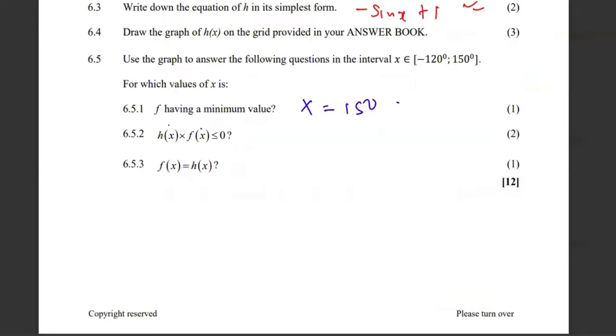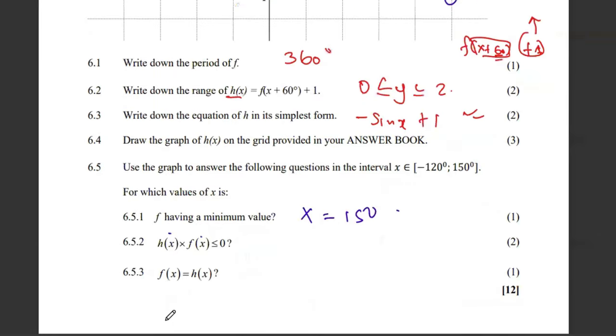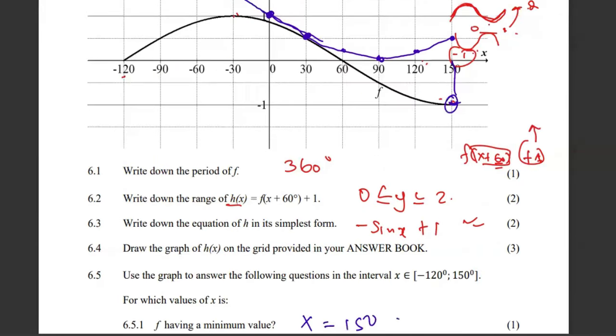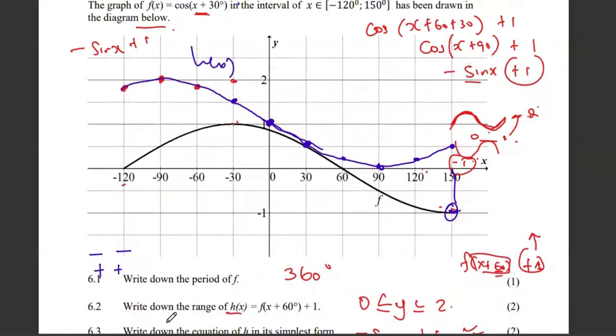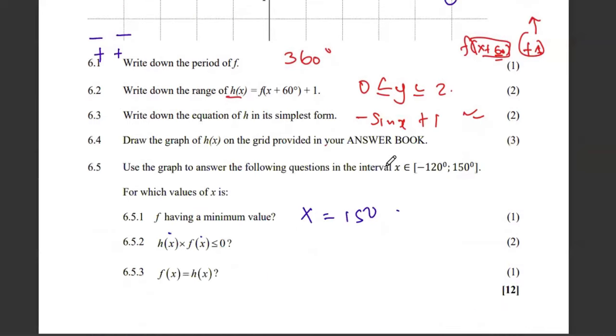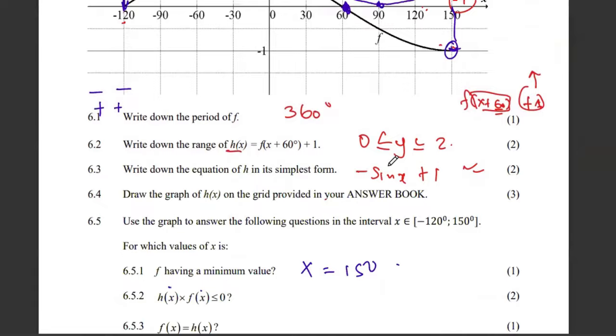Then where do we find both graphs to be less or equal to 0? So both graphs are negative. What that means is that both graphs are above or both graphs are below. So we know that h is not below, but it's just above. So what is that going to mean? Between this 60 and the negative 120, that should be of interest. What did they say between negative 120 and that? So both graphs are, wait a minute, it's negative, right? It's less than 0, so not above.